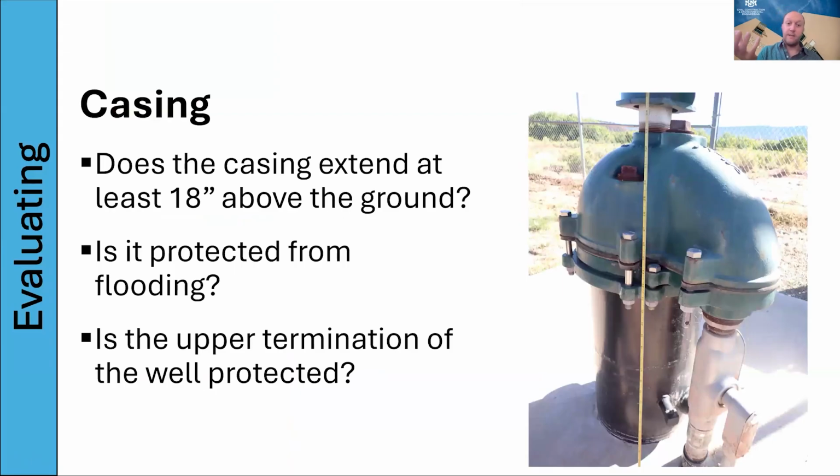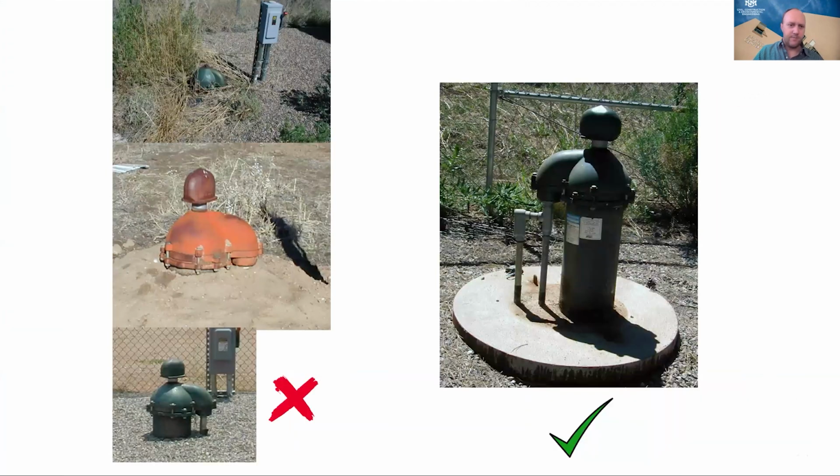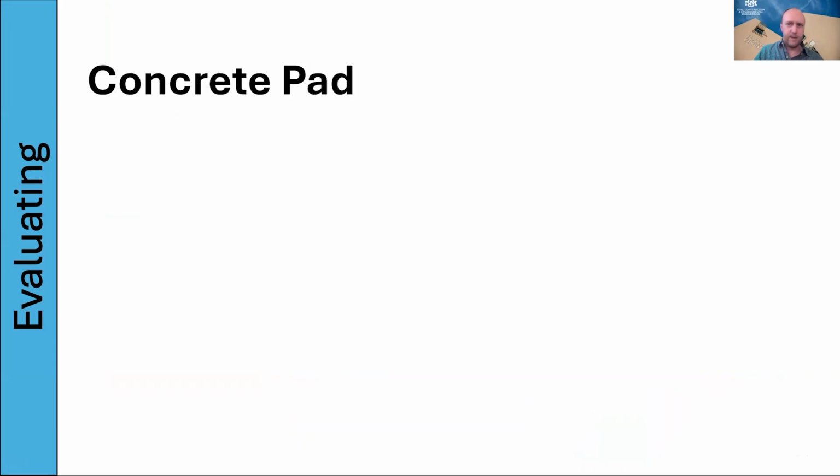Casing should be at least 18 inches above the ground and protected from flooding. And then it should be well capped, protected from any sort of contamination from flooding or animals and such. These ones are just too low down, could be prone to flooding.